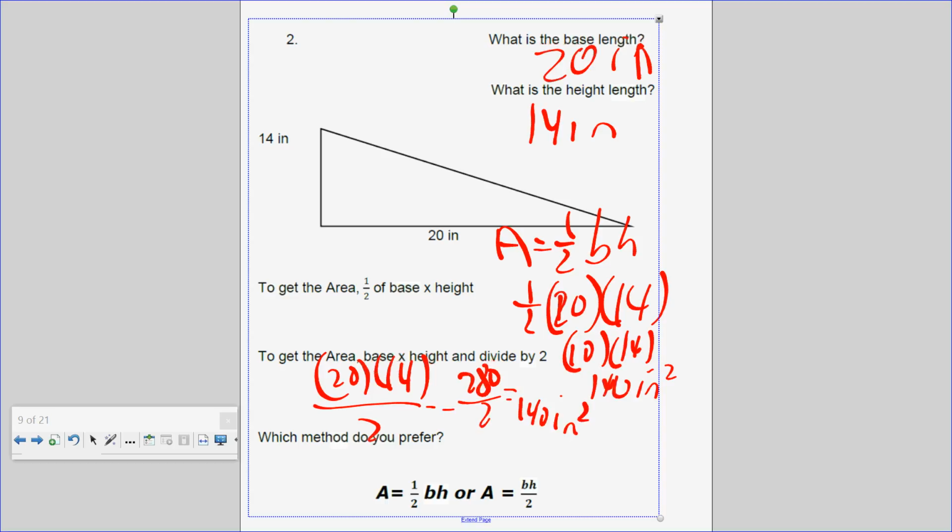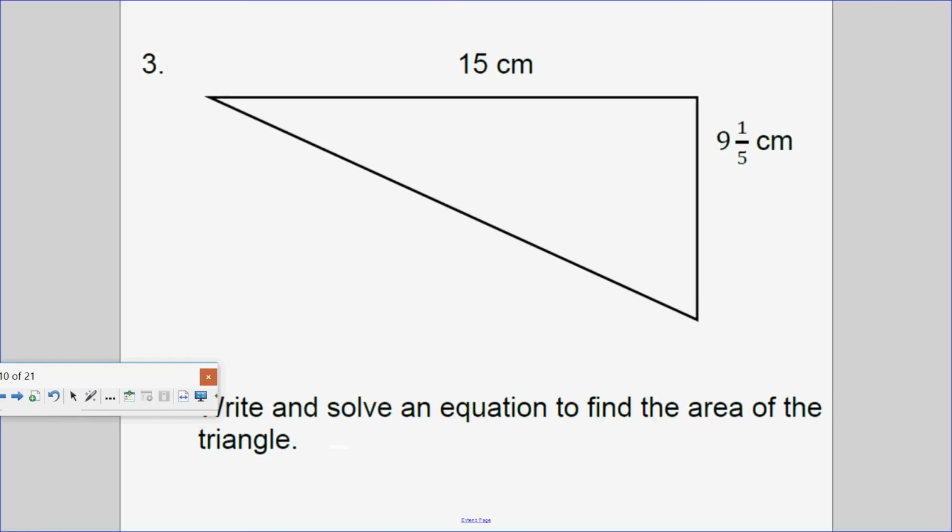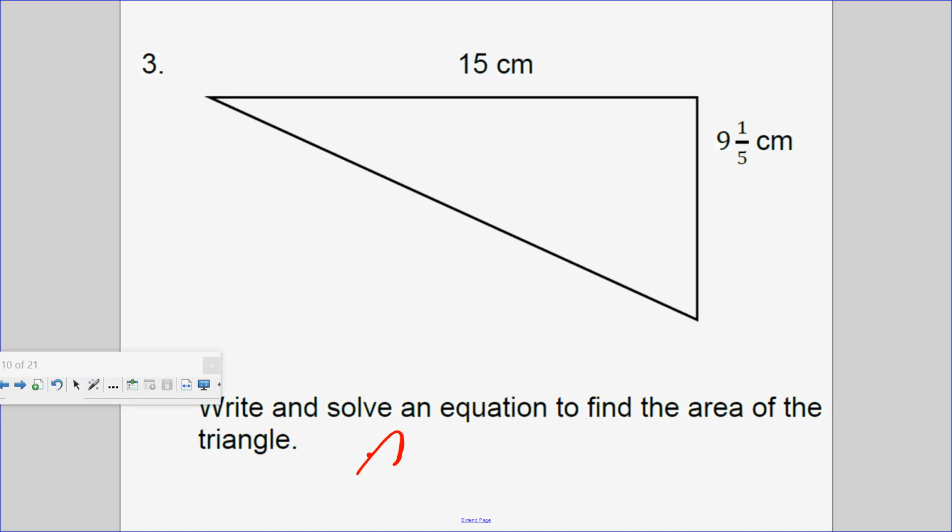What do you think is easier to do? Would you rather just do half of the base times height, or base times height divided by 2? Again, it's your personal option. Write and solve an equation to find the area of the triangle. So, the area of the triangle is half of base times height.